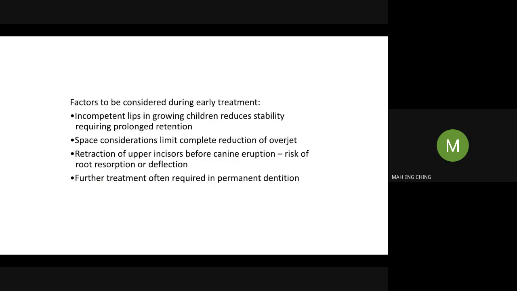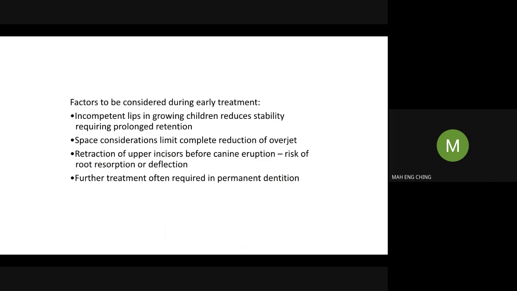So the factors to be considered during the early treatment, let's say you want to start early, then you have to consider the following factors. Incompetent lips in growing patients, reduced stability, require prolonged retention. So if they have incompetent lips, and are growing patients, then even though you correct it, they're not stable. You need to maintain or retain the result until a certain stage, which is after they stop growing. So if we start early, you remember the retention phase will be longer. So sometimes you burn out the compliance. So patients, once you corrected the problem, they're not stable. You need something to maintain the result.